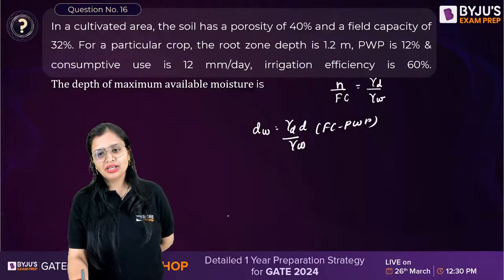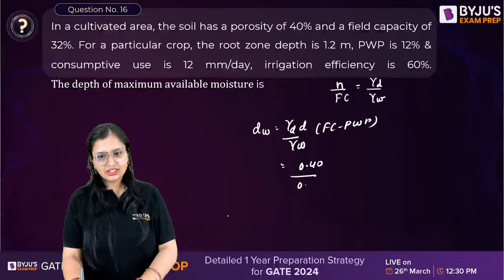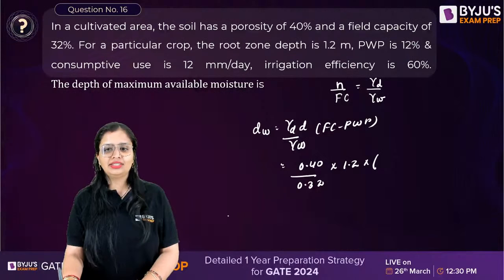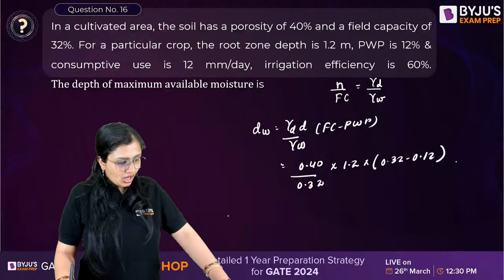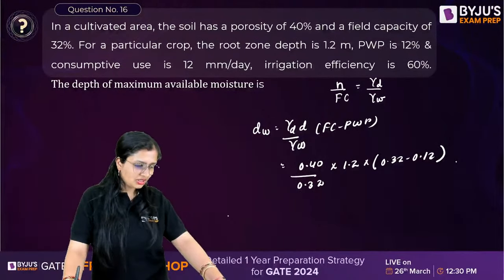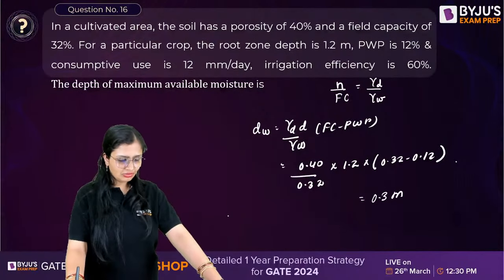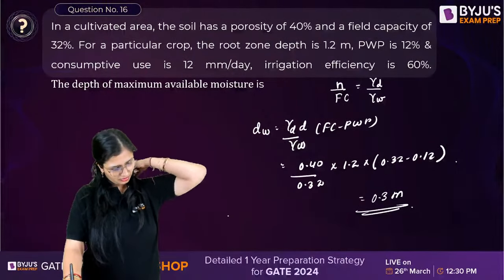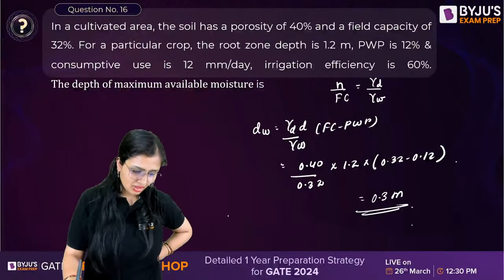So in place of gamma d by gamma w, I can write porosity is 0.40 and field capacity is 0.32. Depth is 1.2. Field capacity is 0.32 minus permanent wilting point 0.1. How much is it coming, guys? Calculate how much it is coming. Does it come 0.3 meter? Just check it out once. Yes? So this will be your answer.